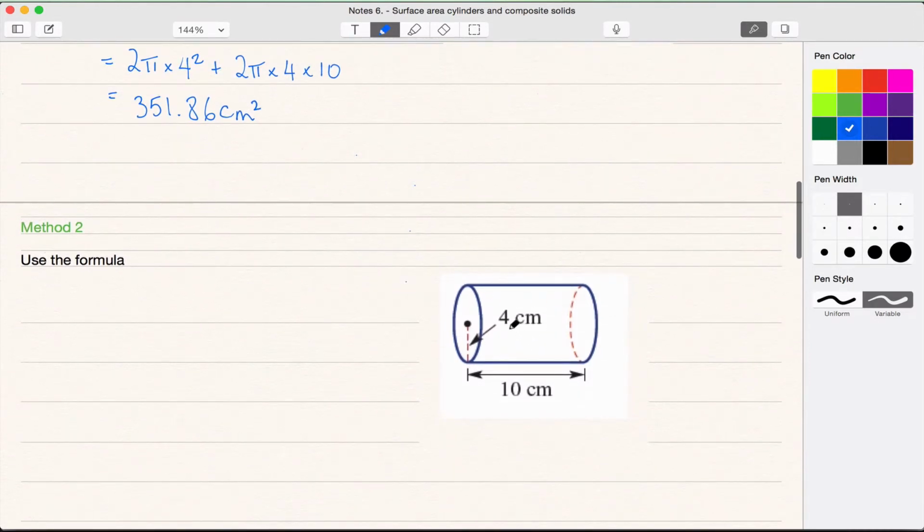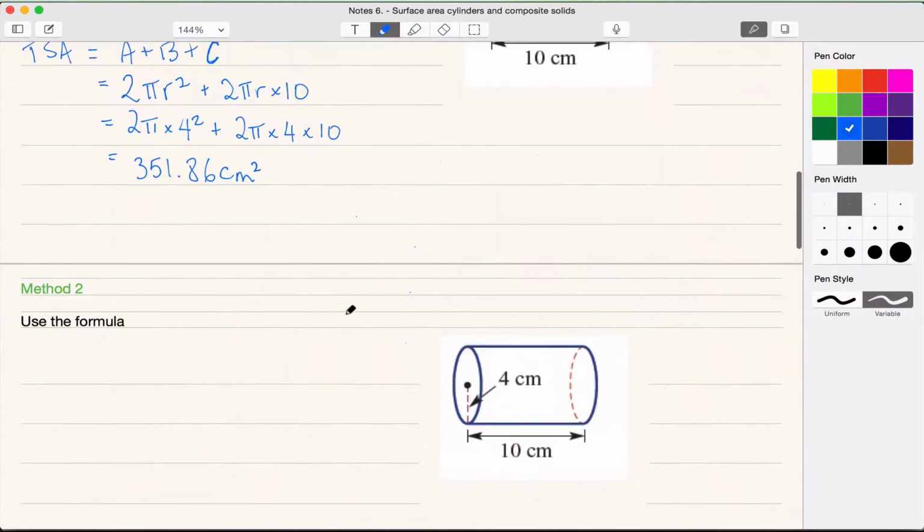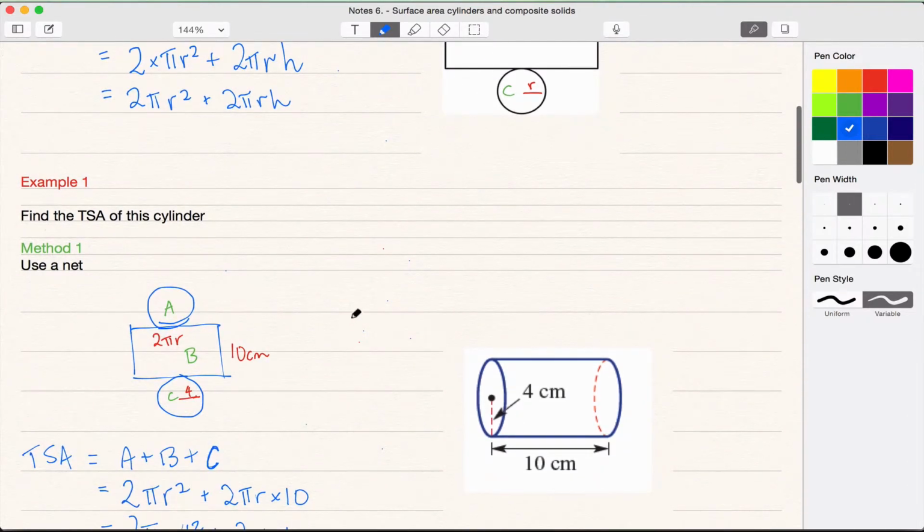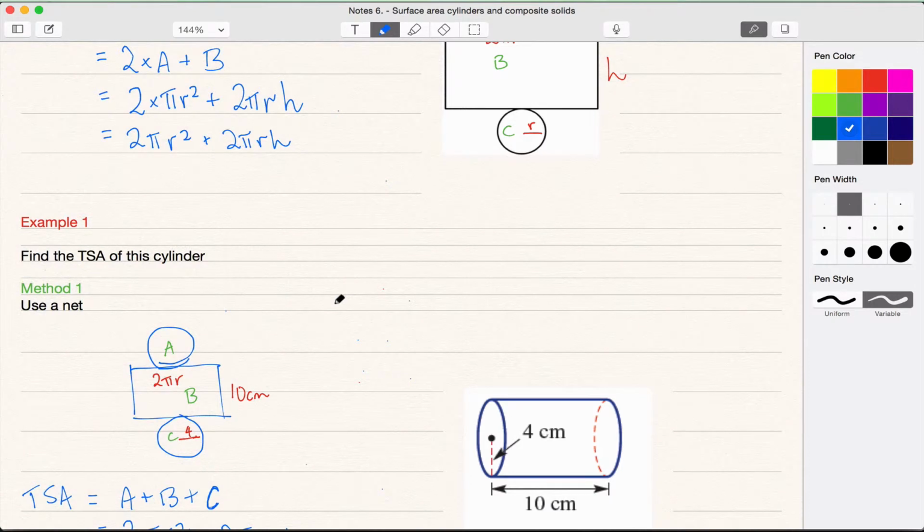Method 2. Exact same question, different method. We're just going to use the formula that we worked out back here, this one here. You could just plug this straight in.